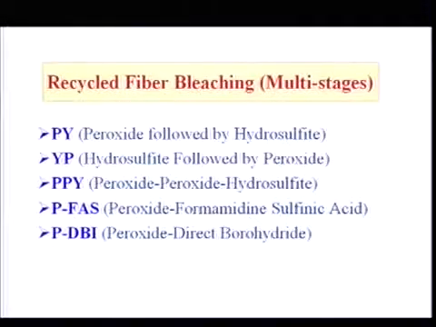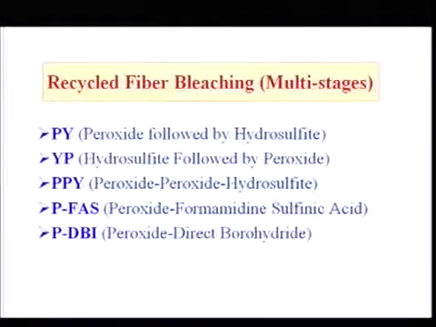Now, here are the multi-stage bleaching sequences typically used for bleaching fibers. PY, peroxide followed by hydrosulfide, is most popular for news magazine bleaching, also mixed office waste bleaching. YP is less popular, reductive first, peroxide next. In some mills they are using peroxide. Later on they realize peroxide is not removing color. Now they want to do a hydrosulfide bleaching. They may add Y bleaching in front of the peroxide.